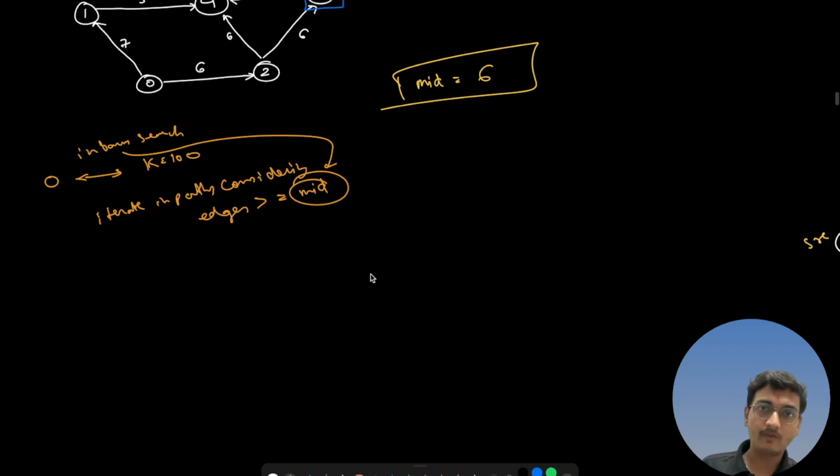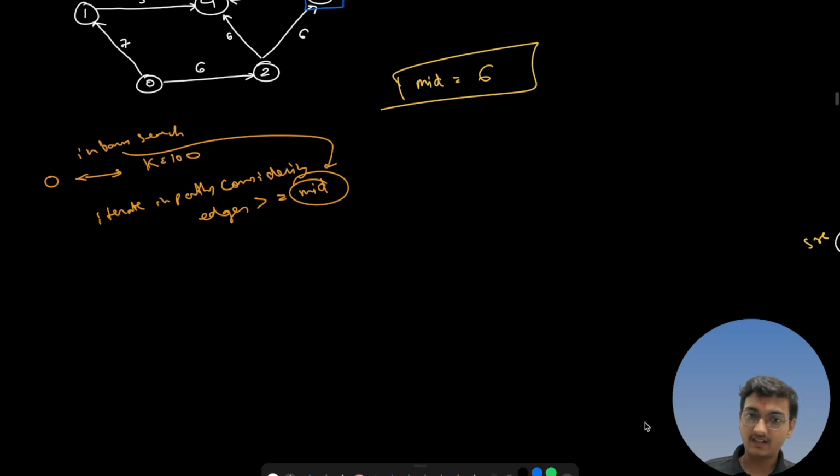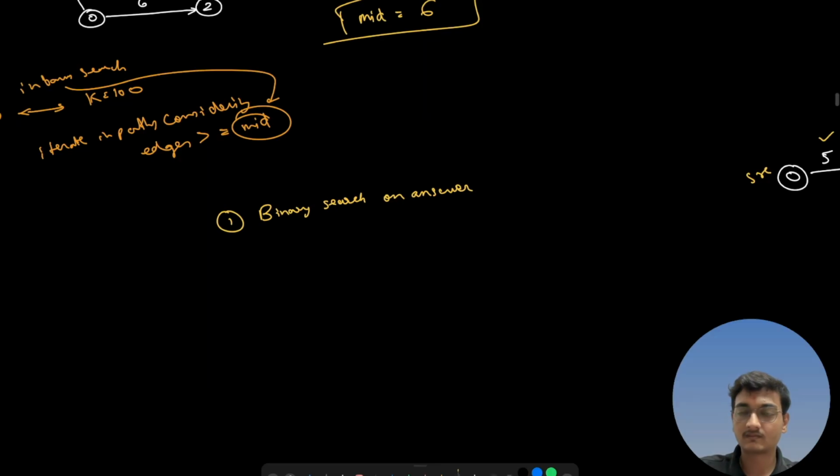Now let's see how we can solve this problem. This is the first part, binary search on answer, and that is pretty easy. The next part is also easy. Let me write this down. First thing I need to do is binary search on answer, and then check all paths.